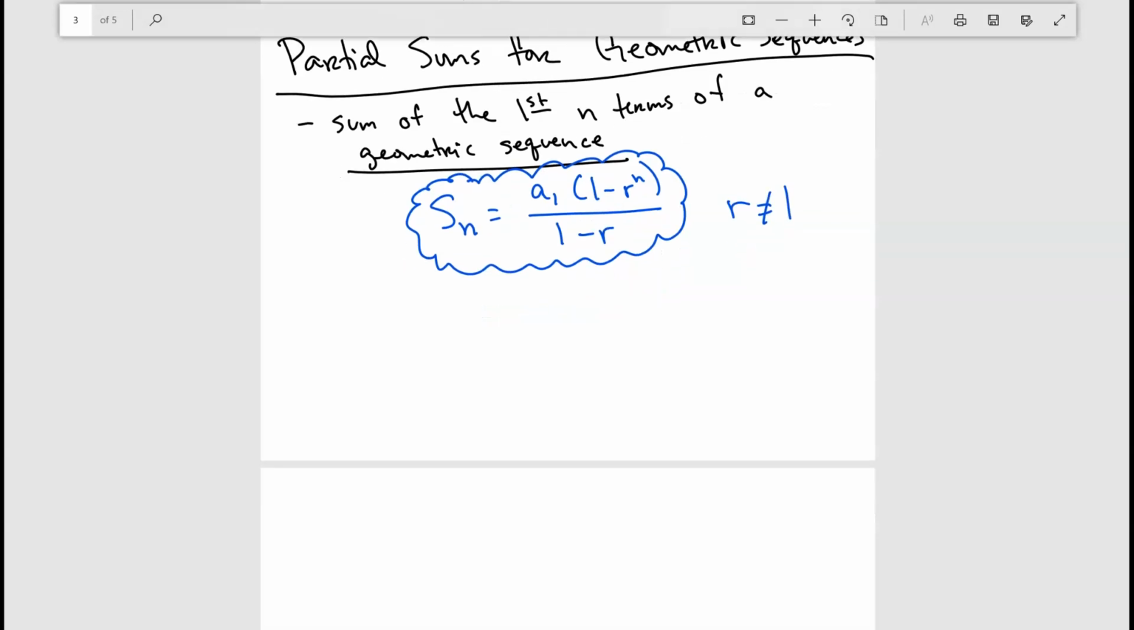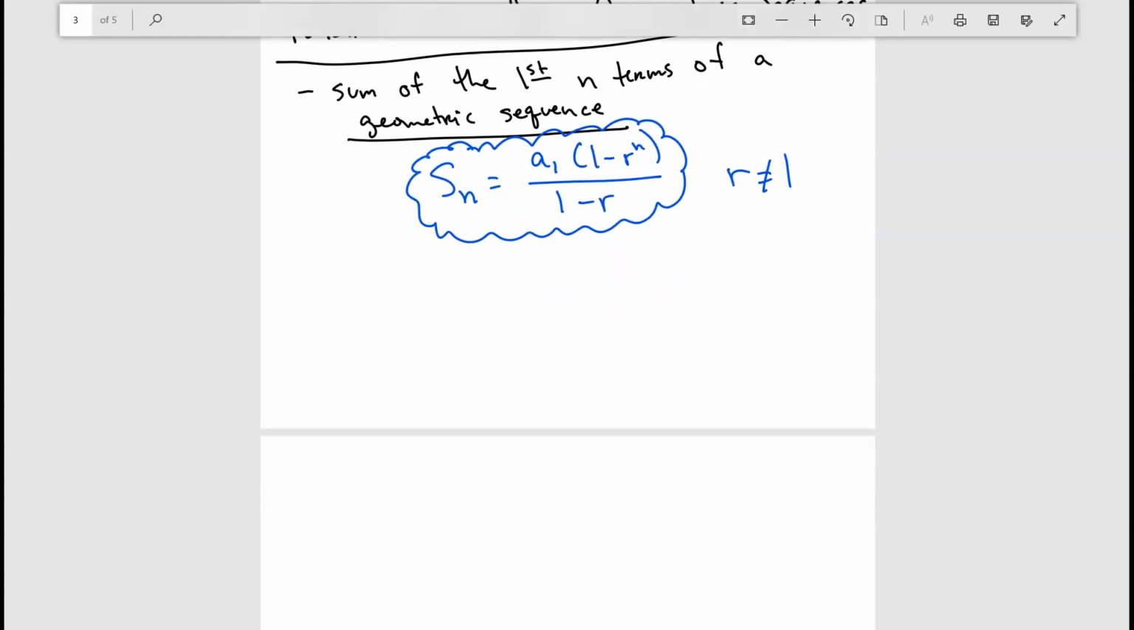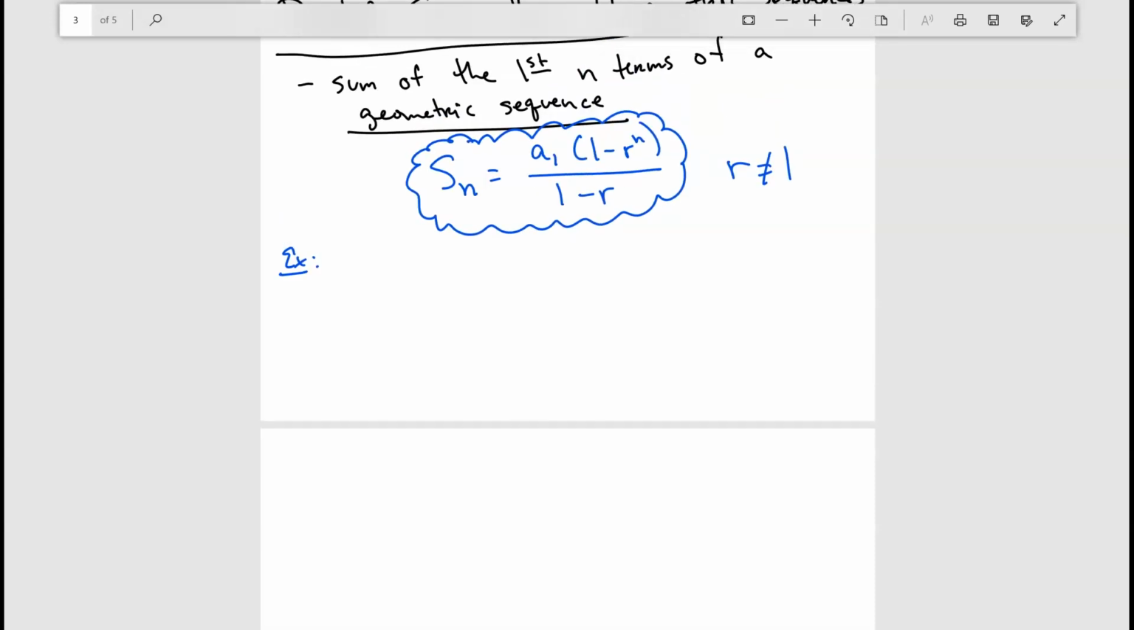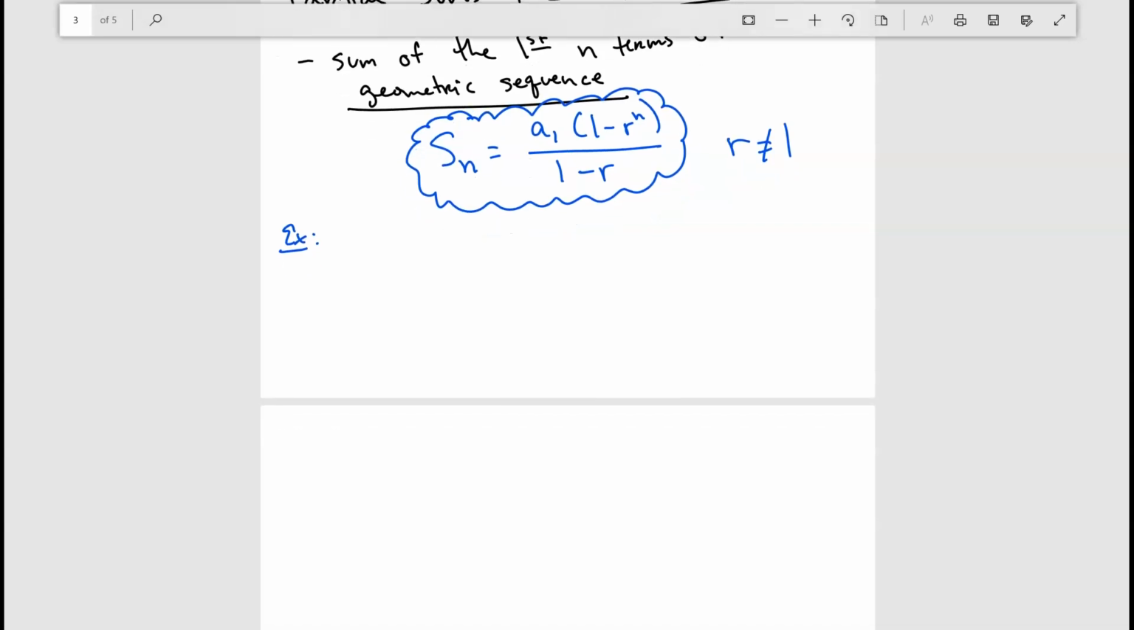You can easily see that because if you plug in 1 in the bottom, you're going to get 0 in the denominator, which is a no-no. So let's do this example. Notice in relation to the arithmetic sequence, you don't need to know the nth term. You just need to know the first term, how many terms you are adding, and then the common ratio.